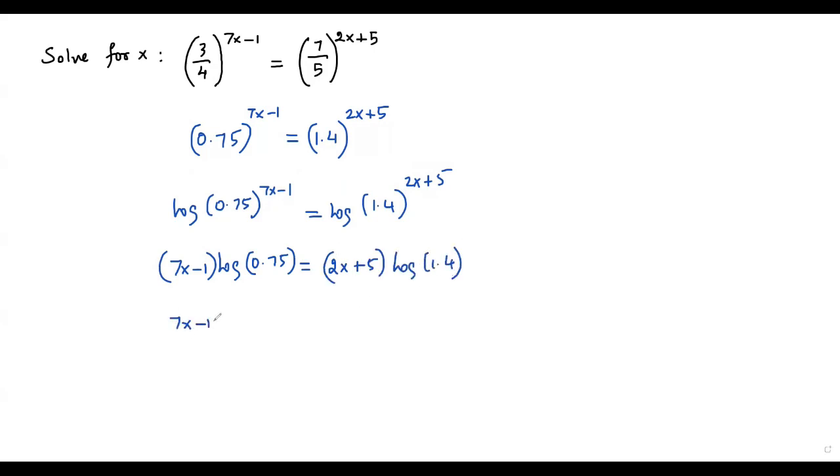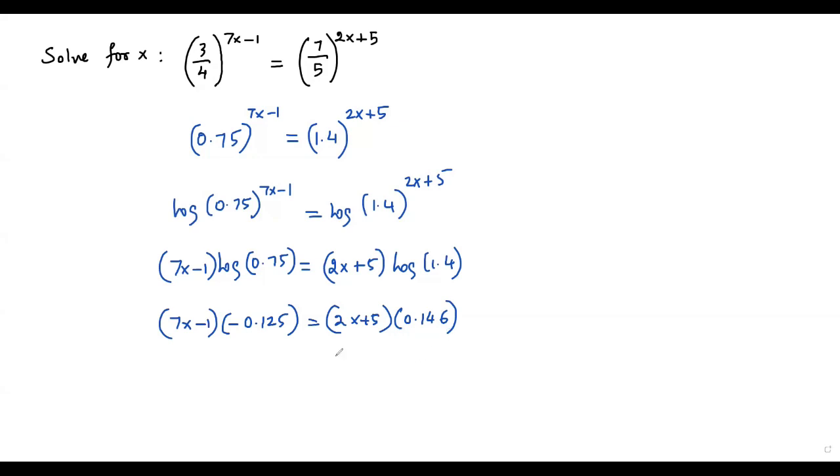So 7x minus 1. If I get the value for log 0.75 using calculator, I'm getting negative 0.125. Actually, this is not the exact value of this logarithm. When I take logarithm of 0.75 using calculator, I have negative 0.12 and it keeps going. I just rounded to 3 decimal places, equals 2x plus 5, and now I have to get logarithm of 1.4 using calculator. When I take logarithm of 1.4, I'm getting the value 0.146, and also it's not an exact value; the value of log 1.4 has been rounded to 3 decimal places.